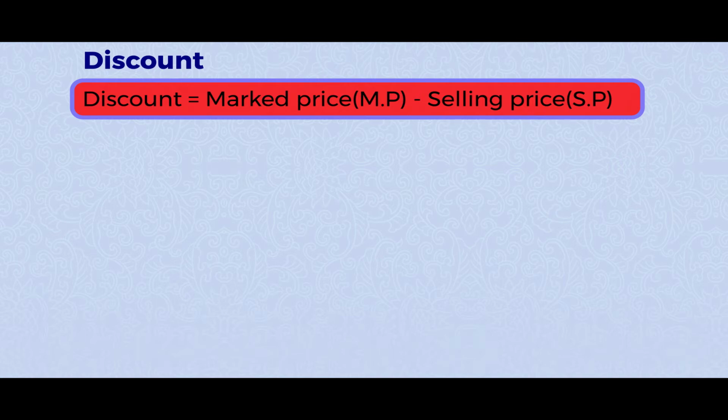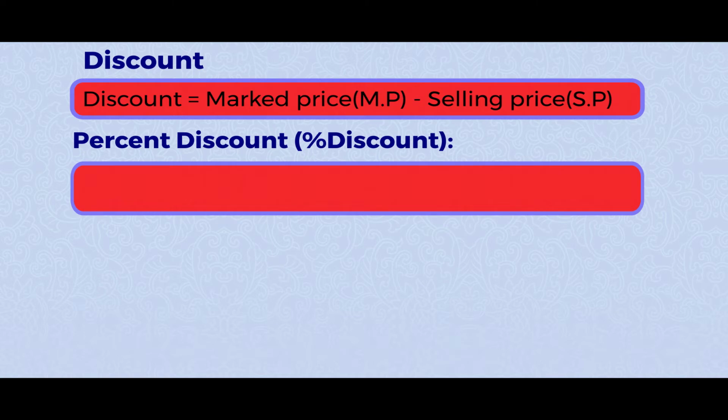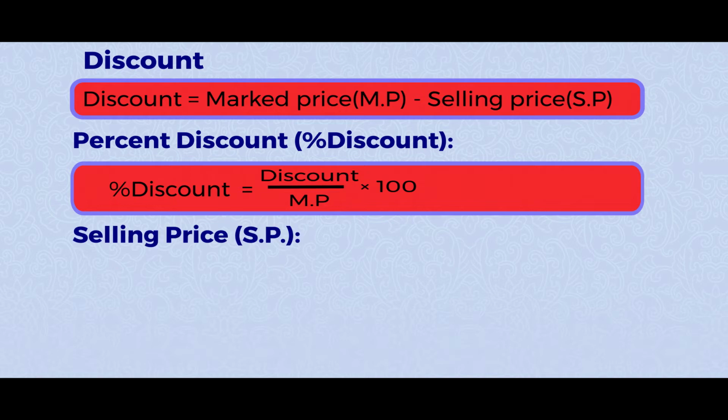And also sometimes the discount is given in percentage form. So in that case, percent discount is determined by the actual discount over marked price times 100%. So now, what is that selling price? Selling price is the price after the discount.